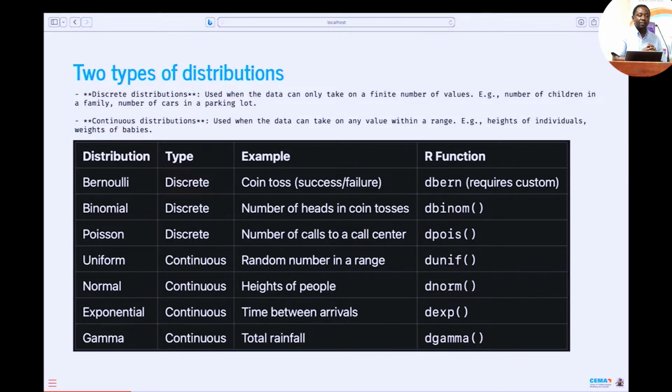Okay, so then there's continuous distribution when the data can take any value within a range, whether it's heights of individuals, weights of babies, it could be even amount of income. I suspect you all earn very different amounts of money. And in the context of the programming language you've been using here, there are specific functions that help you get that distribution if that's what you need to work with.